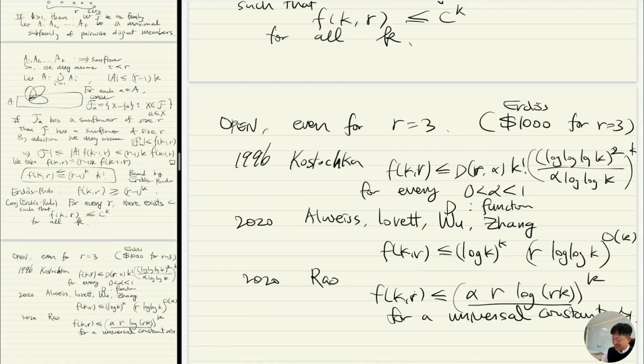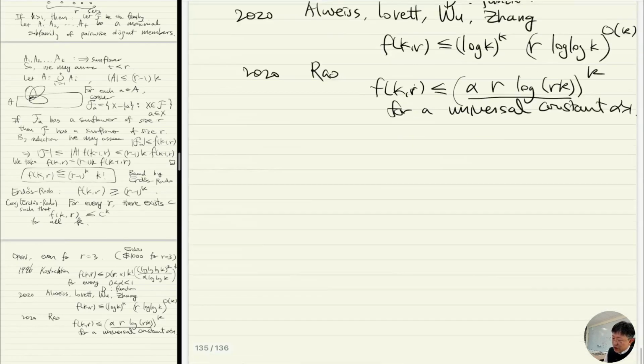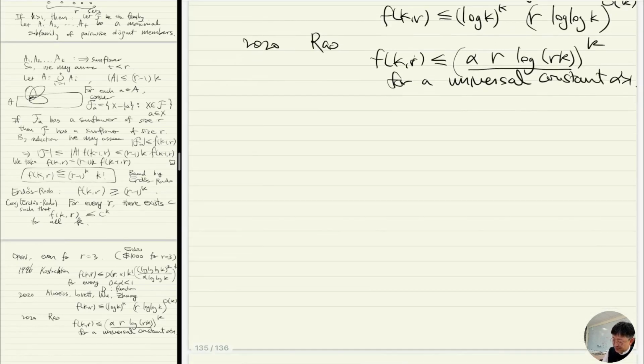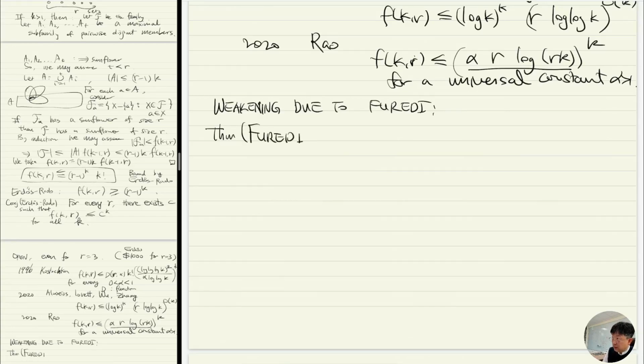Now, we don't know whether this conjecture is true, but here's a weakening due to Frankl. Right? So this was proved in the 1980s, so that F be a family of sets of size at most k.